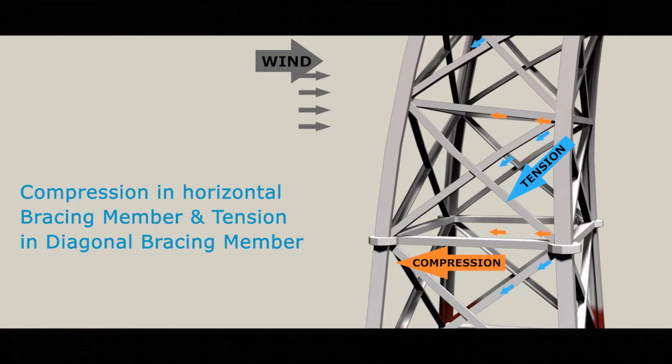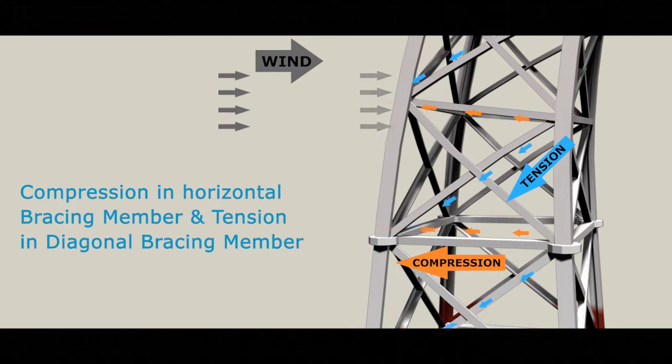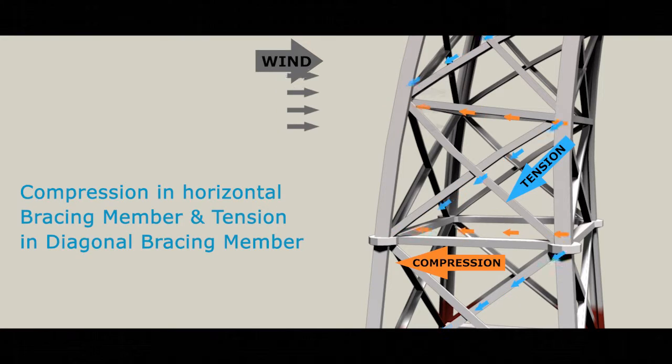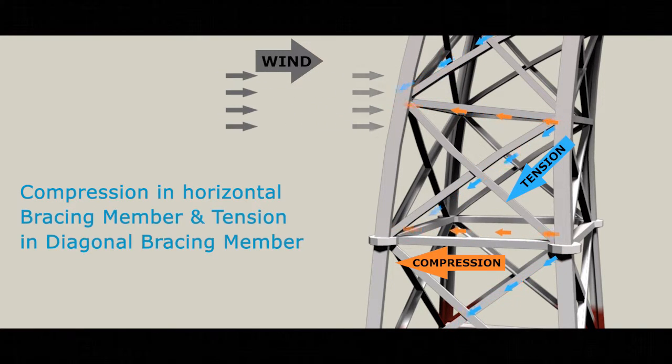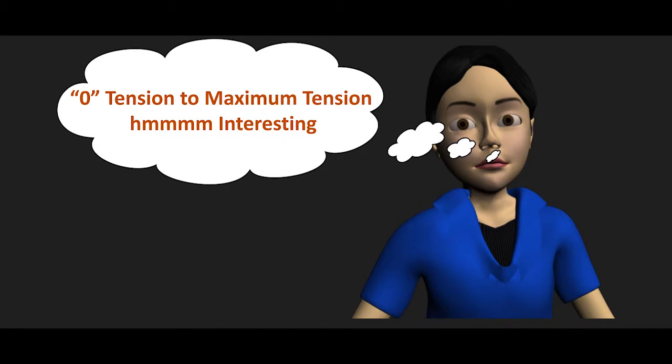When wind is applied in the opposite direction, the other diagonal members will become effective in tension. So like that, a member is changed from a zero tension to maximum tension condition when wind is applied in different directions. Zero tension to maximum tension. Interesting.